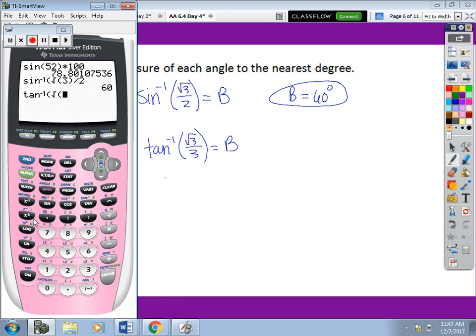We have to write it down every time. No, you can just do this in your calculator.